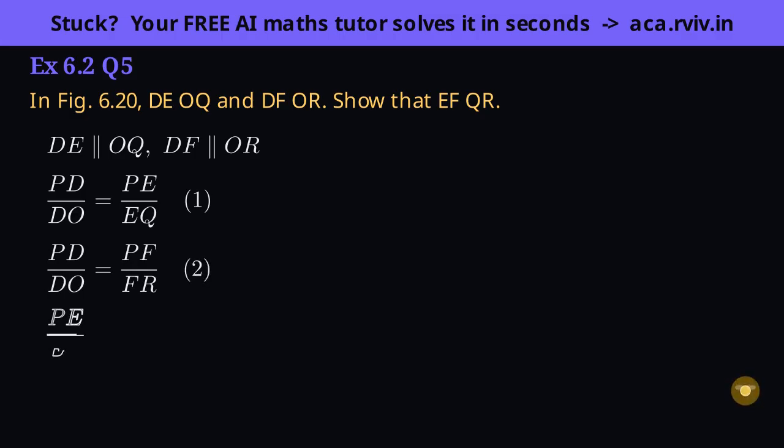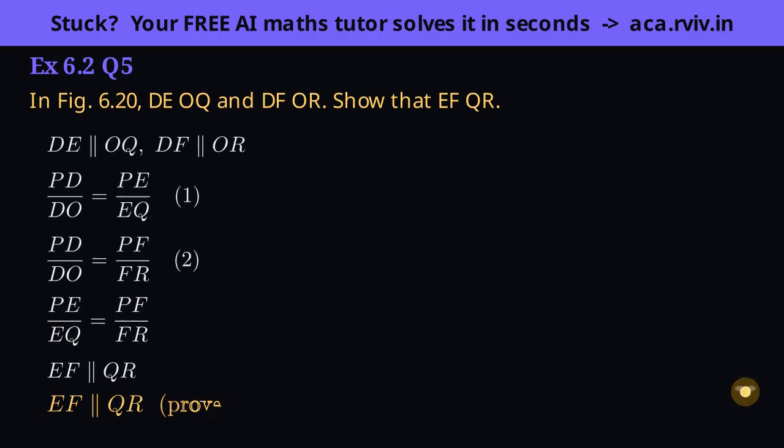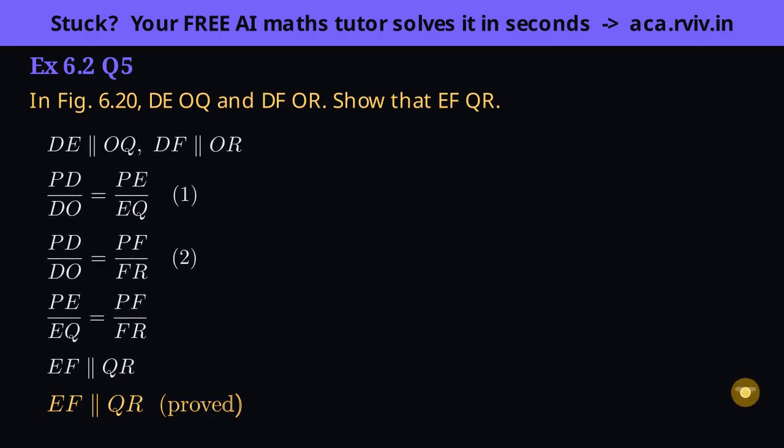Equating 1 and 2, EF divides PQ and PR in the same ratio. By the converse of Thales, that equal division forces EF parallel to QR. Insight: to prove a line is parallel, aim for equal ratios and finish with the converse of Thales.